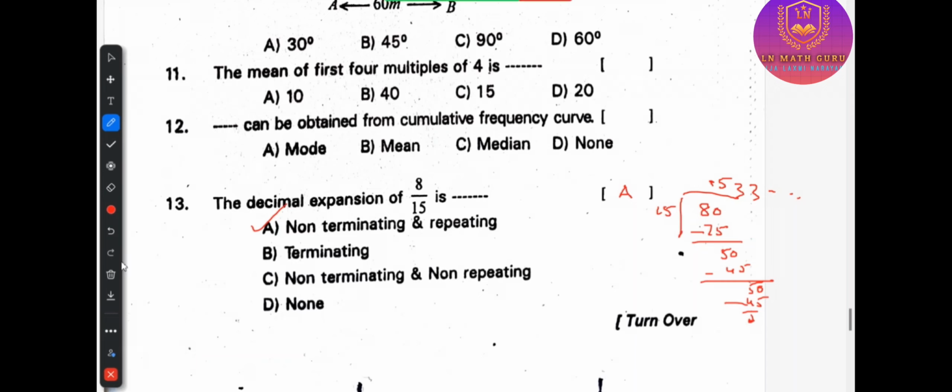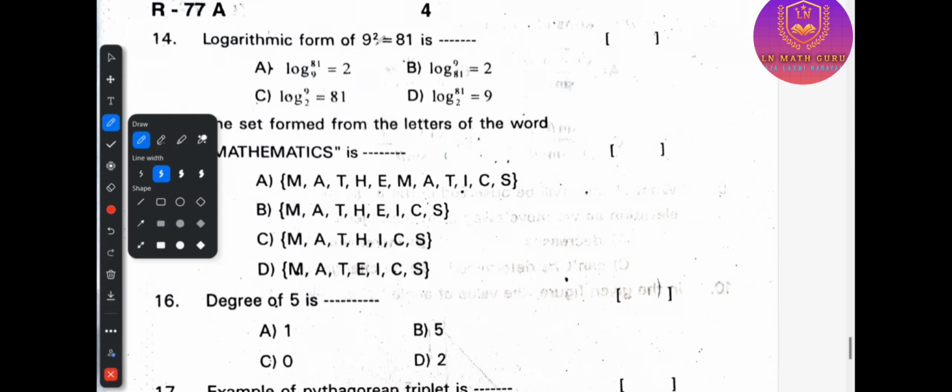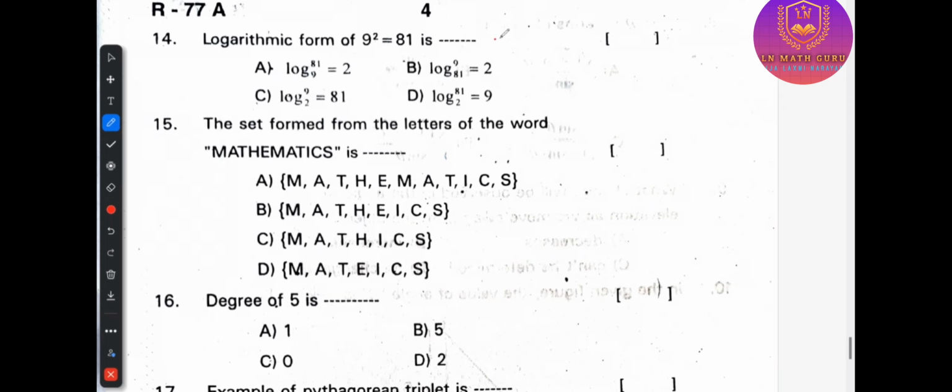Now I can go to the next question. Logarithmic form of 9 power 2 equal to 81. This is exponential form. We are converting to the logarithm form. That's why I can take the log 81 to the base 9 only, which is equal to 2. The option is A. Direct conversion from exponential to the logarithmic form. So that's why the option is A.